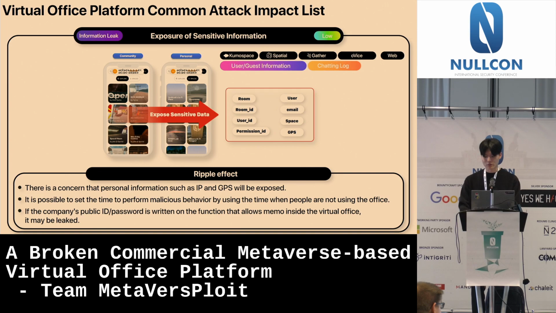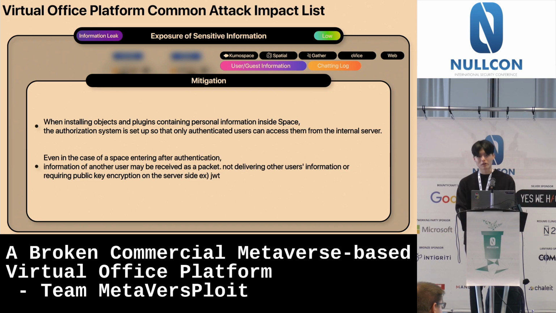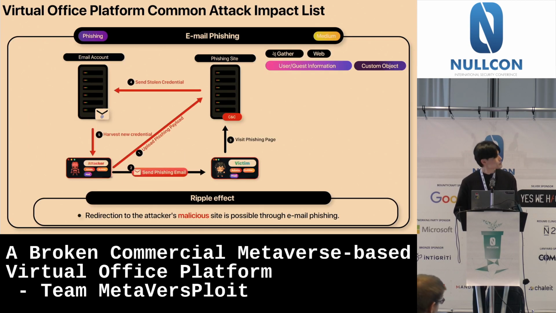Next is information disclosure. A virtual office holds sensitive information from users, so you should be careful about attackers stealing information. In addition, I was able to steal sensitive information such as users' GPS and email. The ripple effect is as follows. There is a concern that personal information such as IP and GPS will be exposed. Set up an authentication system so that only authenticated users can access it. Do not deliver other users' information, or encrypt it.